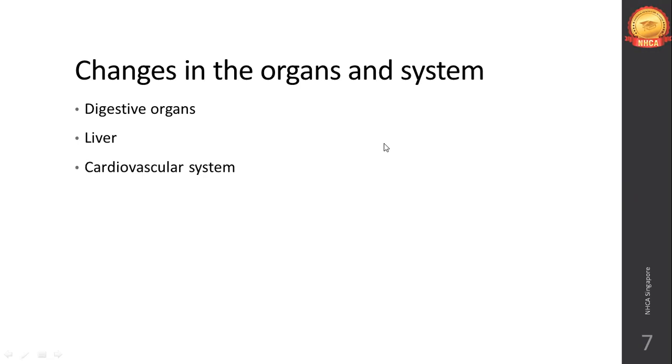Then the cardiovascular system, the heart will also undergo atrophy, meaning the heart will become smaller in size. So definitely the cardiac output will also be less. When the heart has become smaller in size, the cardiac output will also be less. A small heart can't pump a large amount of blood.